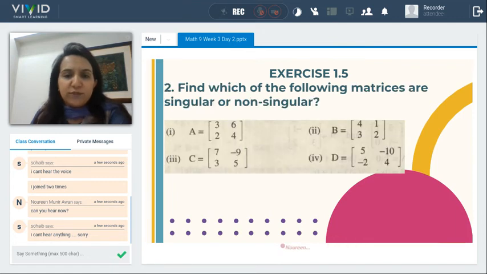Moving towards question number 2: find which of the following matrices are singular or non-singular. First of all, you have to find out the determinant. If the determinant is equal to 0, the matrix is singular. If the determinant is not equal to 0, then it is non-singular. Again, find the determinant of matrix A. 4 3s are 12.